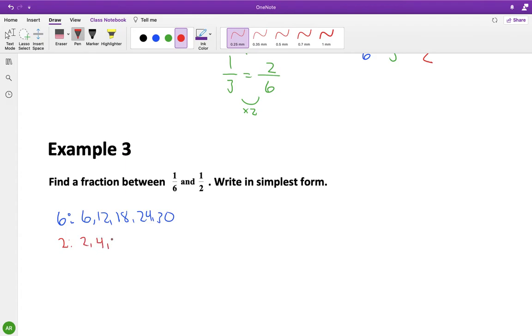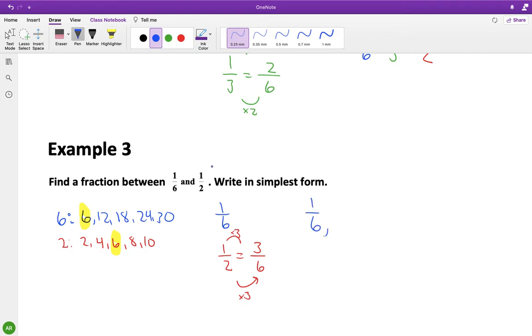2, 4, 6, 8, and 10. If we look at our list, we see a 6 here, and we also see a 6 here. That's great because that means 1/6 is already in simplest form. All right, and then to convert 1/2, we're going to do the same thing we did before. 1/2 equals blank over 6. So I multiply that by 3, multiply the top by 3 as well. I get 3/6.